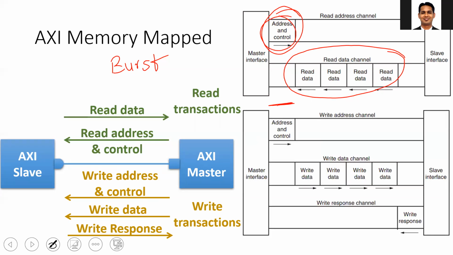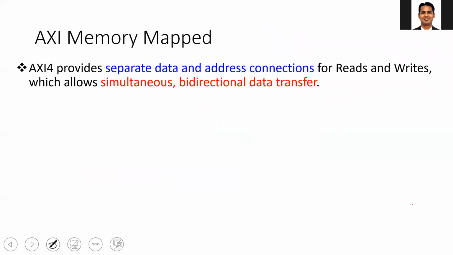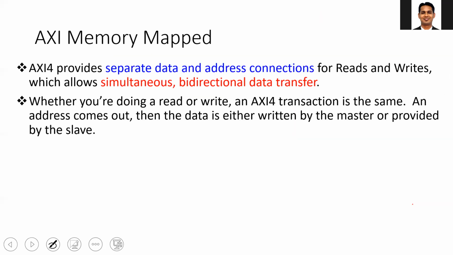In the case of the write transaction, the master sends the address and the control information. Then the master sends multiple sets of data, and after the write operation is completed, the slave sends the response. So this is how the read and write transactions take place. AXI4 provides separate read and write address connections, which allows multiple bidirectional data transfers, so your read and write transactions can happen in parallel.